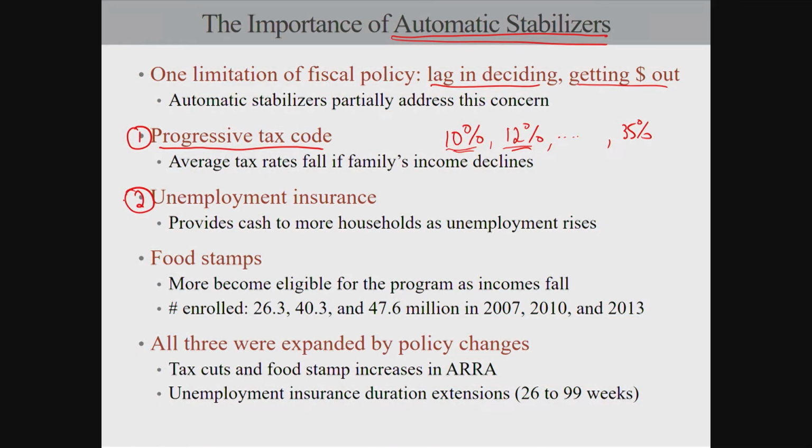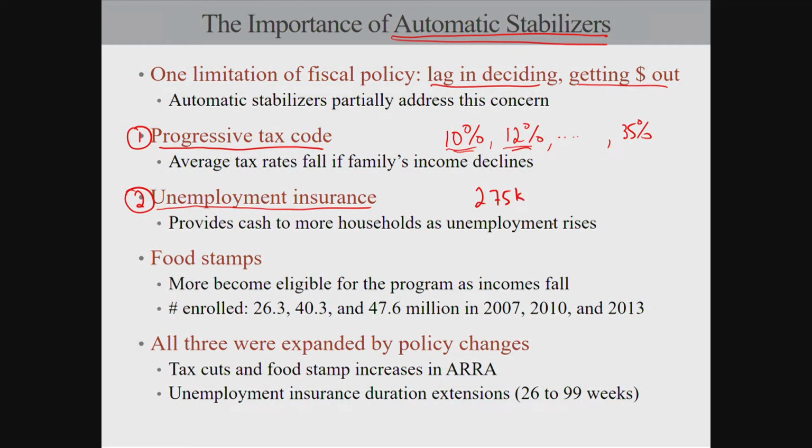Second, a very important automatic stabilizer is unemployment insurance. It provides cash to more households as the unemployment rate rises. As I've mentioned in previous classes, the unemployment rate right now in the US is at historically low levels. And we just had a jobs report, I think on Friday last week, and it was a really strong jobs report. If I recall correctly, there was evidence of about 275,000 additional jobs and the unemployment rate was down to about 3.5%.